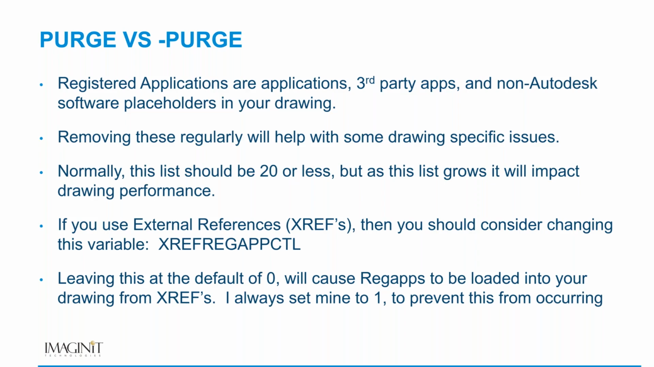And this is the one thing I want to talk to you about. If you use a lot of external references or XREFs in your drawings, go in and type in XREFREGAPPCTL for the external reference registered application control. Leaving this at the default 0, which is the default out of the box, means that if you bring an XREF in, all of the registered applications in your XREF now get embedded into your drawing and copied over. I always set mine to 1 to prevent that from occurring.